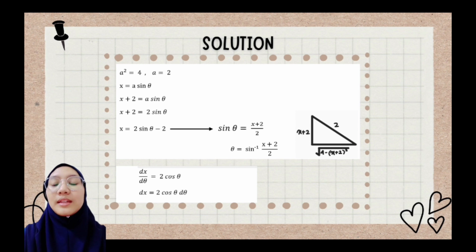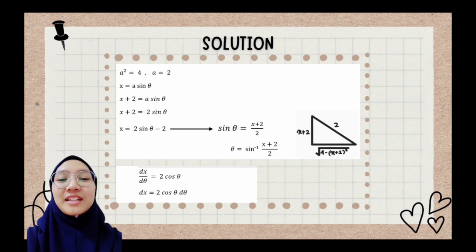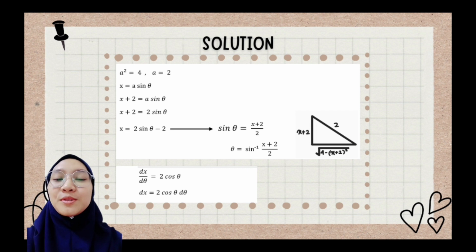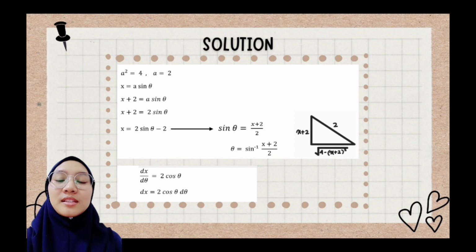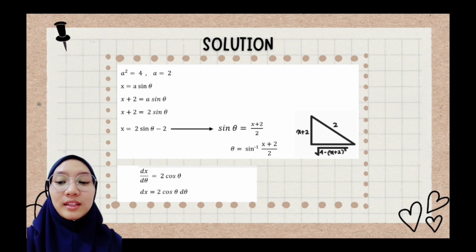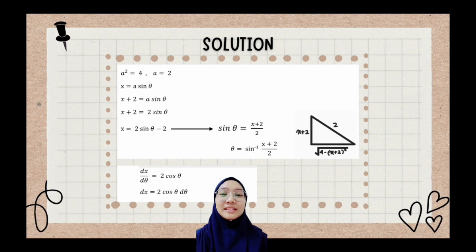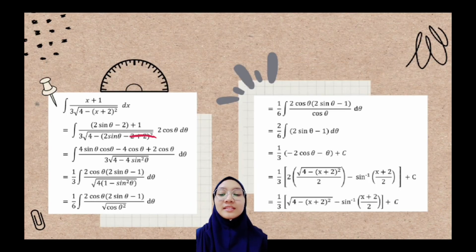Simplify the equation and get the x value. After that, sketch the right triangle. Use the value of sin theta equal to x plus 2 over 2, from the equation x equal to 2 sin theta minus 2. For the third step, to find dx over d theta, differentiate 2 sin theta and get 2 cos theta. Fourth step, substitute x and dx into the equation. Cancel the value of negative 2 plus 2 and multiply 2 cos theta in the bracket with 2 sin theta minus 2 plus 1.